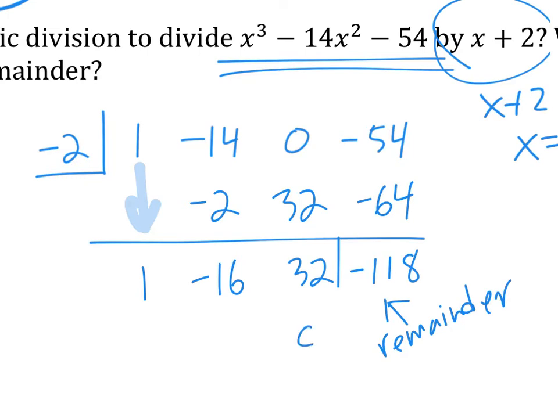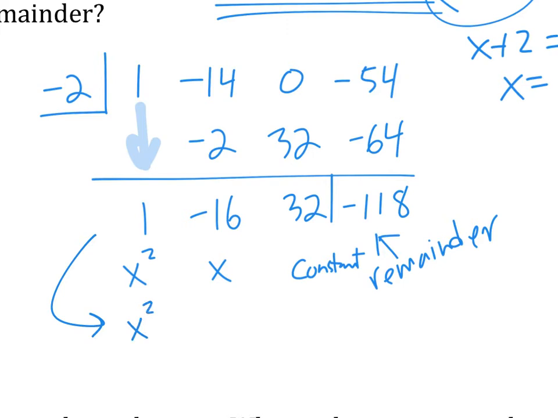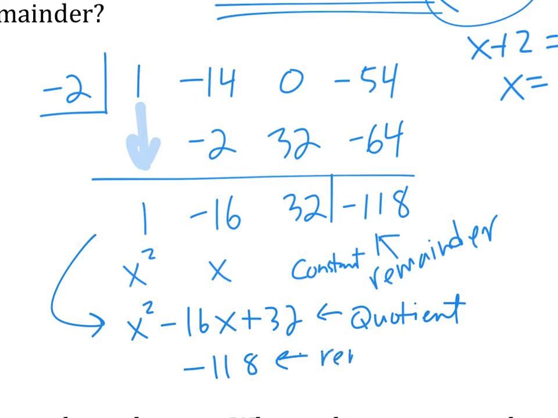This is the constant. X squared. So this means x squared minus 16x plus 32. That's what the numbers mean, with a remainder of negative 118. So this is the quotient. Negative 118 is the remainder. So this is how it works. This position is the remainder. This is the constant, x squared. So it keeps going up in power.